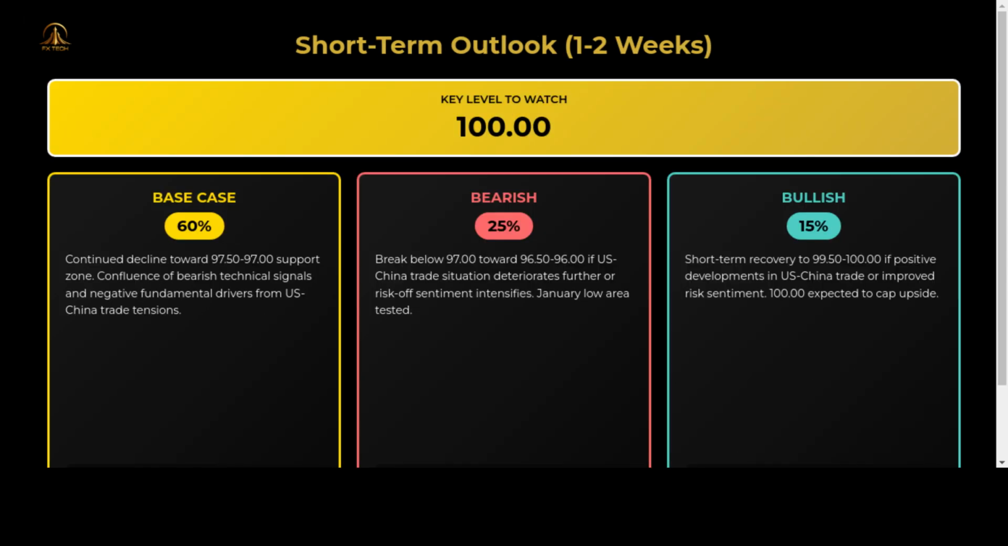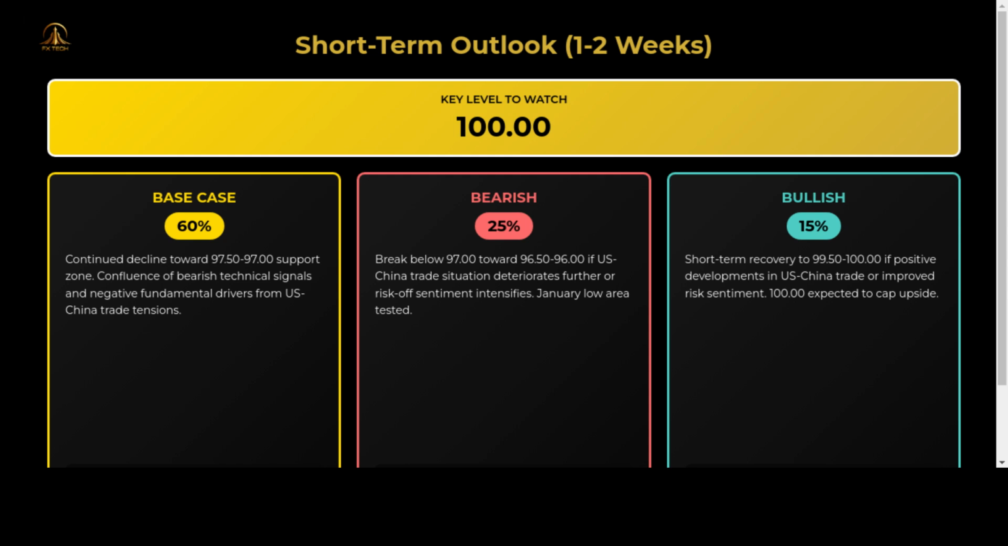For the next 1 to 2 weeks, we see 100.00 as the key level to watch. Our base case scenario, with a 60% probability, forecasts a continued decline toward the 97.50 to 97.00 support zone, driven by the confluence of bearish technical signals and negative fundamental factors from US-China trade tensions.